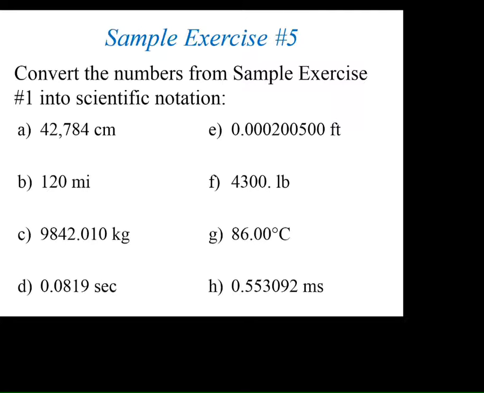That one has 4 significant digits because it has a decimal point. So you write 4.300. Because if it didn't have the decimal point, it would only be 4.3.